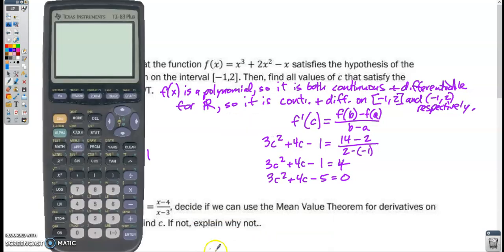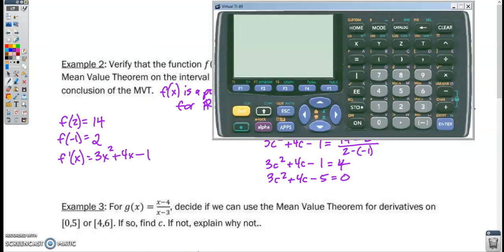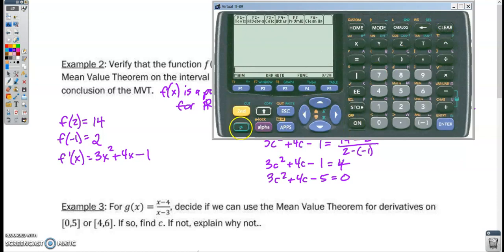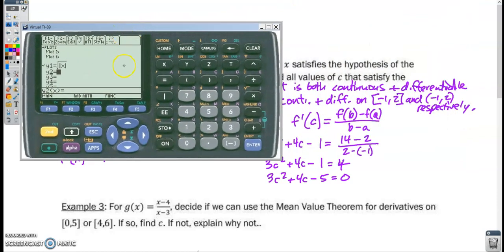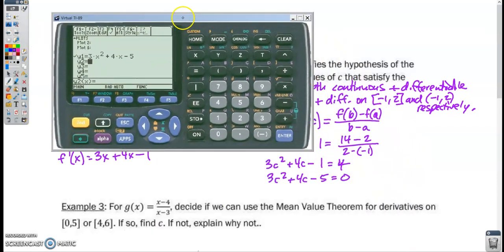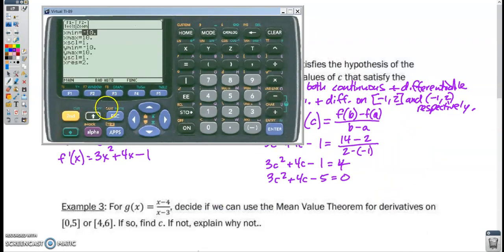You know what, I'm not going to use that calculator. I'm going to use this calculator. So let's go ahead and graph the function y equals 3x squared plus 4x minus 5. And we're only concerned with any zeros in the interval from -1 to 2. I can graph it in any window, so let's graph it in any window and talk about discarding values.